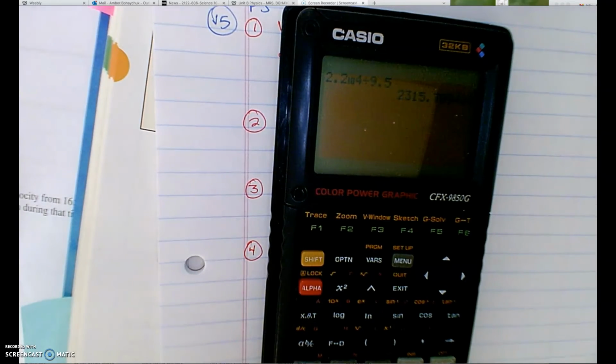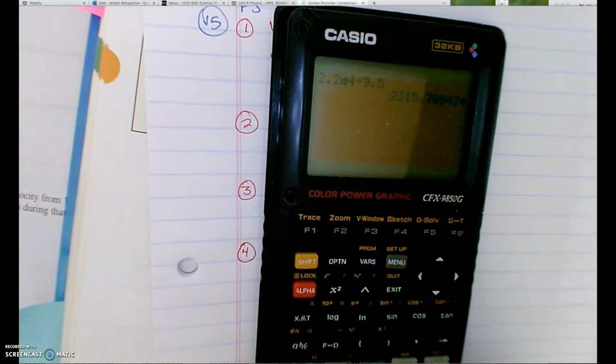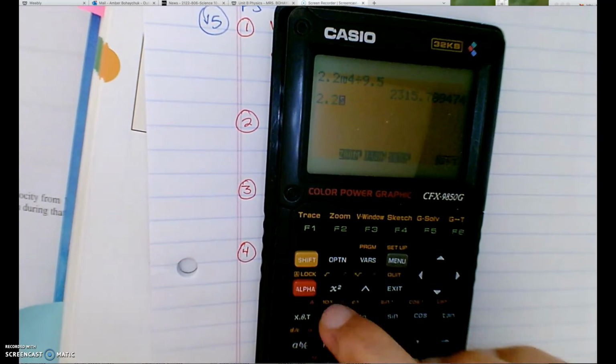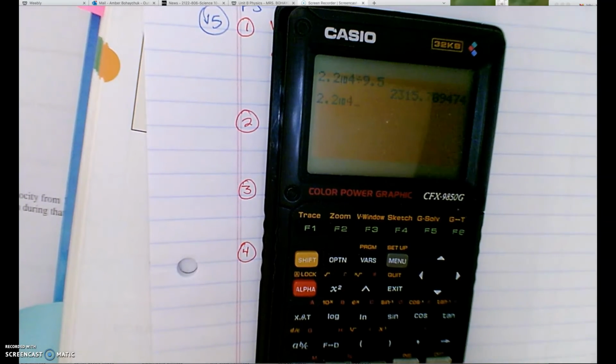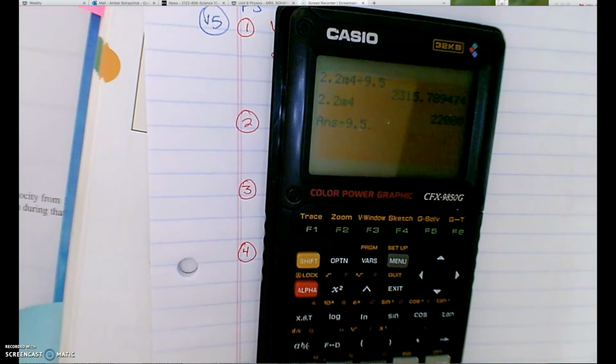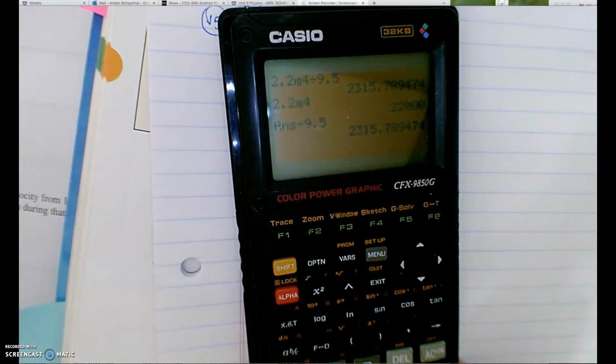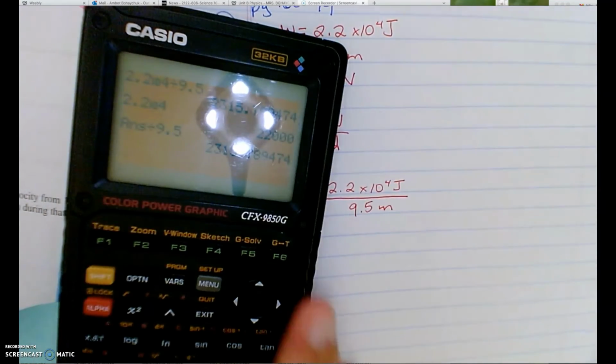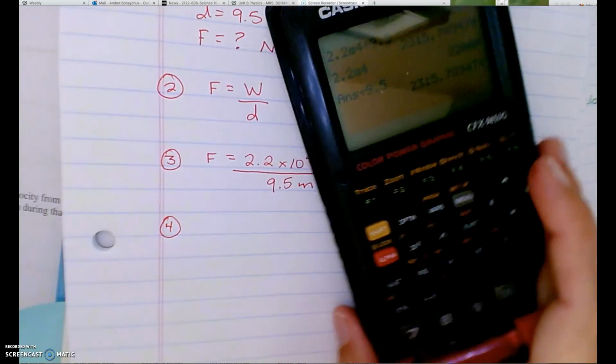Okay, and again, if you want to double check to make sure that's working in your calculator properly with the exponents, you can do this, then divide it by 9.5. Okay, and look, it's the same. Hooray, we know how to use our calculators properly. Okay, so let's write that answer down. The whole thing.